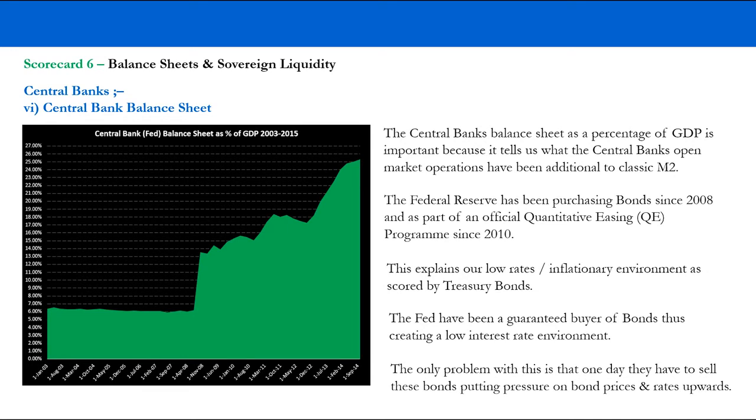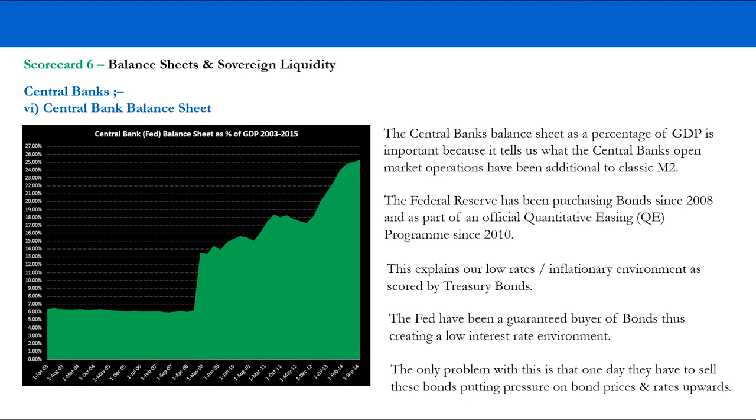Now we're going to move away from governments and on to the Federal Reserve. We're going to look at the central bank balance sheet. So why is the central bank, the Fed's balance sheet, important to us? Well, we look at this in a very similar way to government's balance sheets. We look at it as a percentage of GDP.